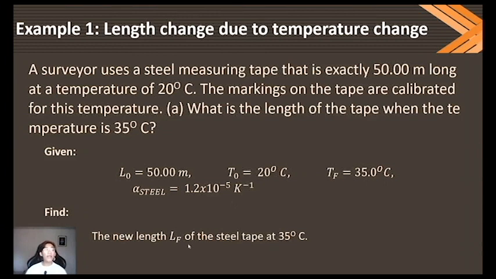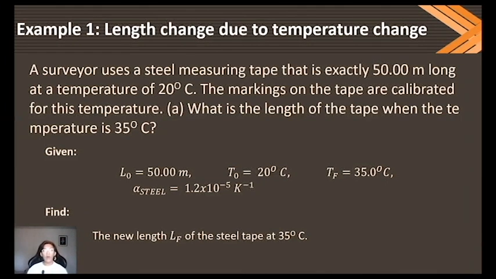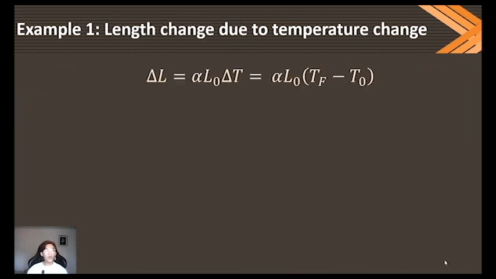And we are asked to find the new length, or L sub F, of the steel tape at 35 degrees Celsius. Now, let's solve example number 1. So, our main equation for example number 1 is delta L, or the change in the length or linear expansion, is equal to coefficient of linear expansion alpha multiplied by L sub 0 times delta T, which is also equal to alpha times L sub 0 times the difference between the final temperature minus initial temperature.